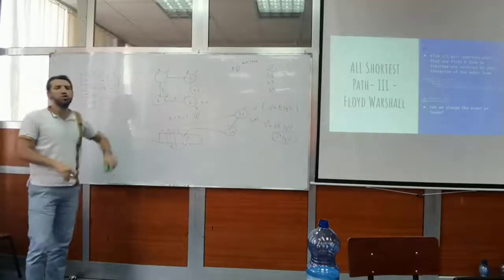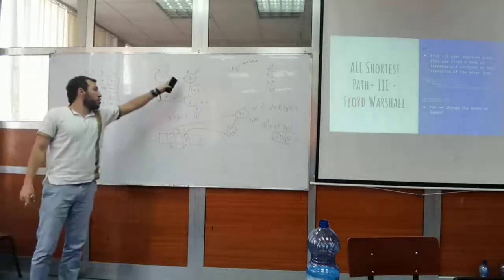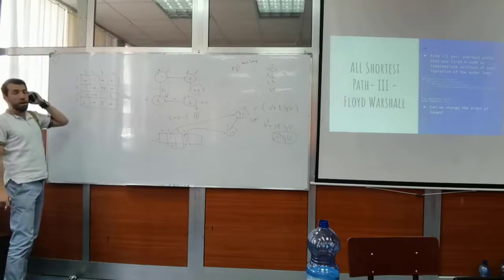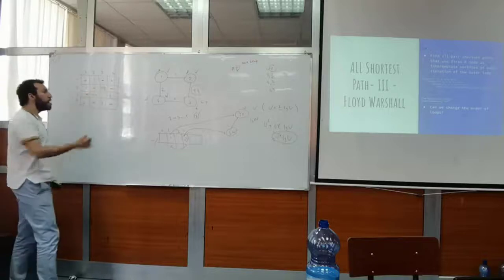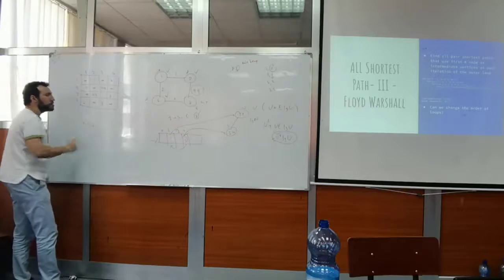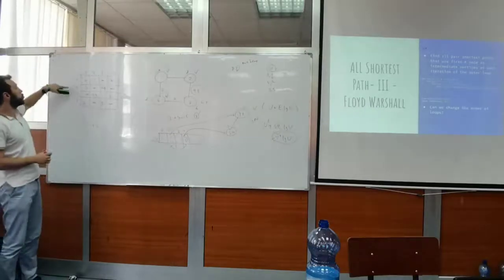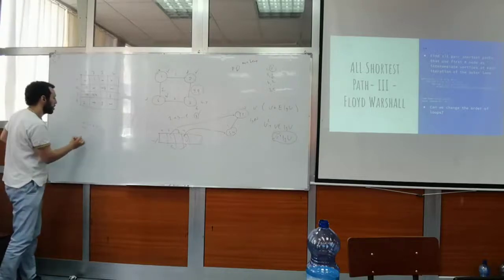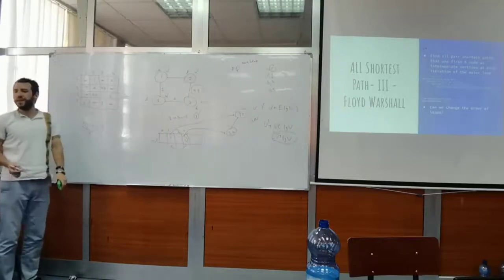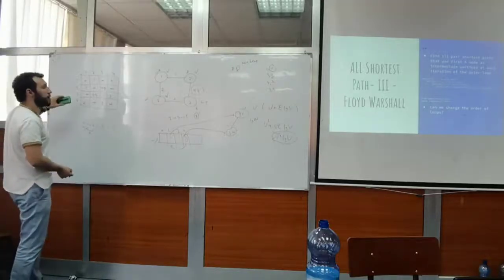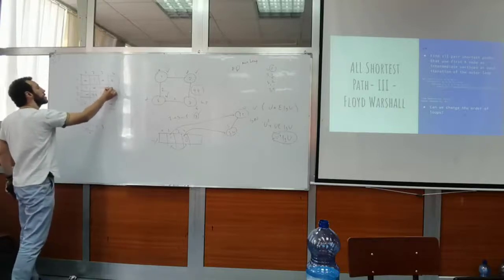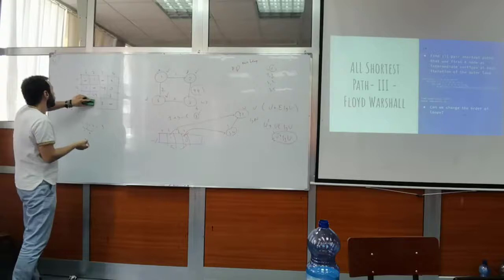And then I say, okay, what if I use 1 as an intermediate node? From 2 to 4, what is my current known distance? Infinity. And how about using 1 as an intermediate node and creating 2, 1, 1, 4? What is the total distance for this? What is 2, 1? It is 1. What is 1, 4? It is 2. Is 3 less than infinity? Yes. Then now I have a shorter path. So 2 to 4 now becomes 3. And we can update 4 to 2 at the same time too.